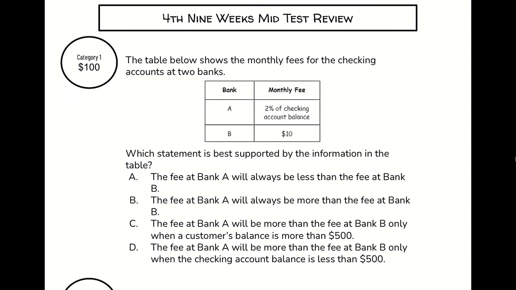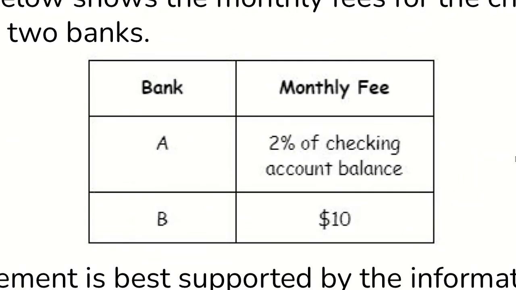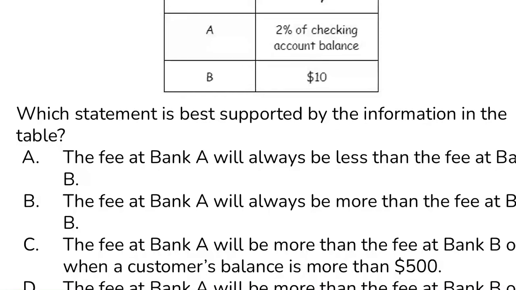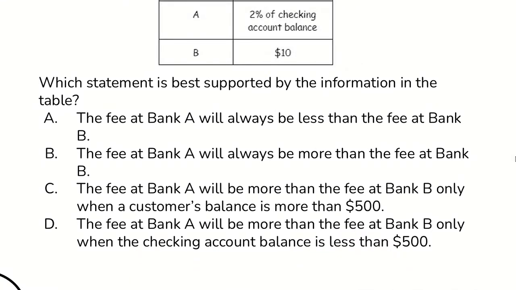So number 1 says, the table below shows the monthly fees for the checking accounts at 2 banks. So we've got Bank A, and it says the monthly fee for Bank A is 2% of checking account balance. And then it says Bank B is just a flat $10, no matter what you have in the bank. The question says, which statement is best supported by the information in the table?